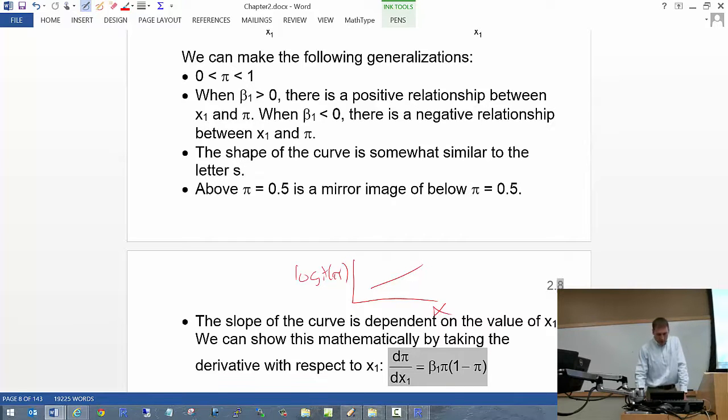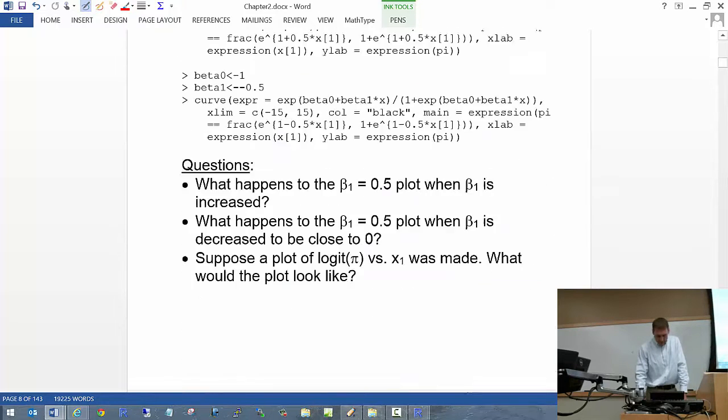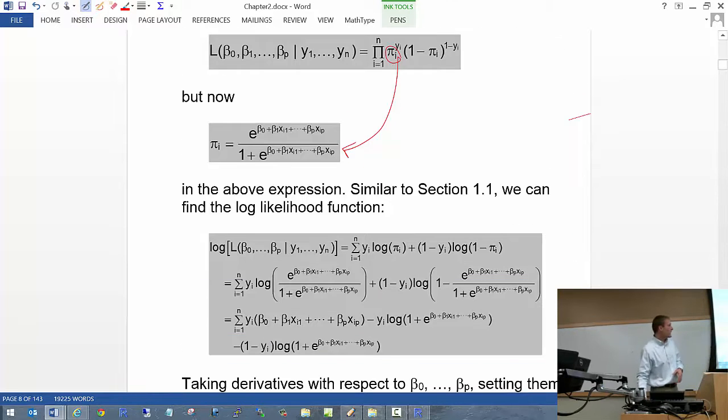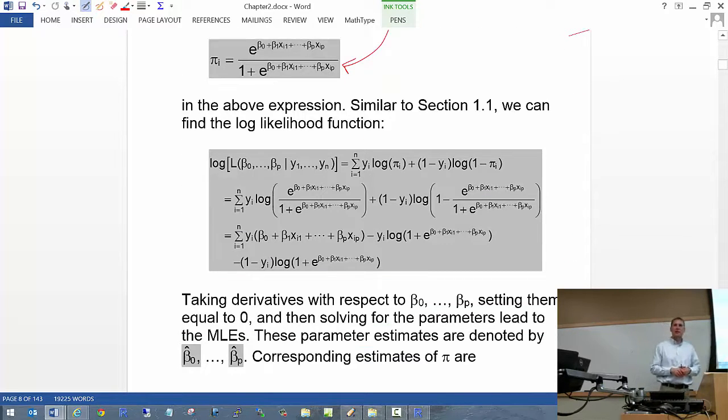Okay, that takes us to page 2.9 then. We're going to talk about how we can estimate the corresponding parameters. So as I was saying before, we're going to use maximum likelihood estimation. Here's my likelihood function written in terms of, in general, let's say p plus 1 betas. And each of these pi's then are represented here as this transformation of a linear combination of the betas and the x's. And so, similar to what we did in section 1.1, you could find the log likelihood function, and that's what I did there. You can see that's starting to get kind of messy.